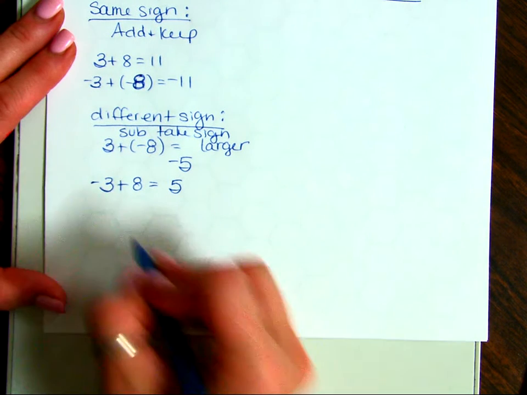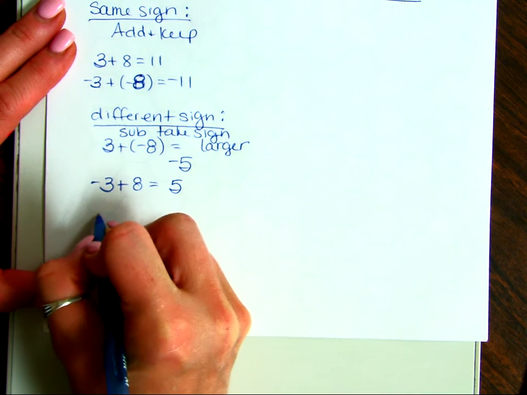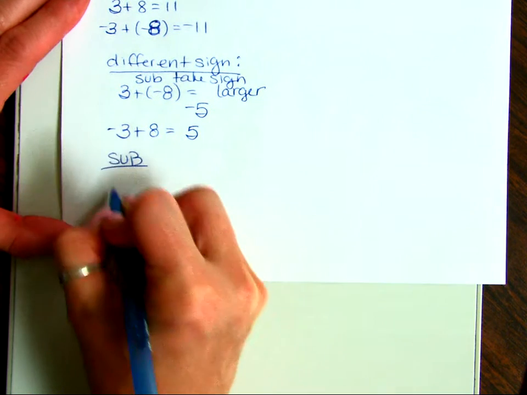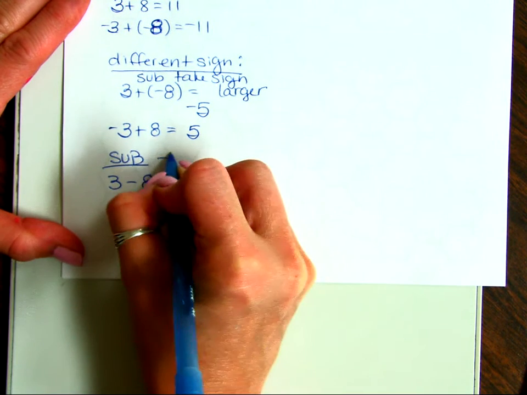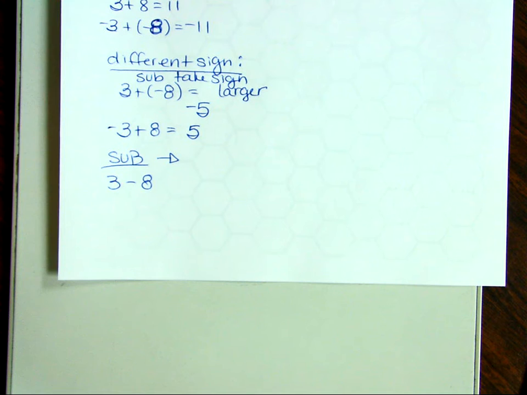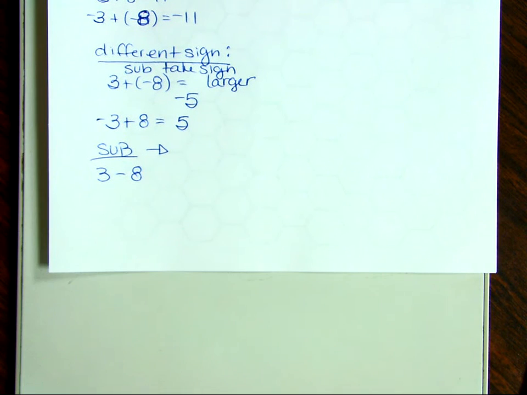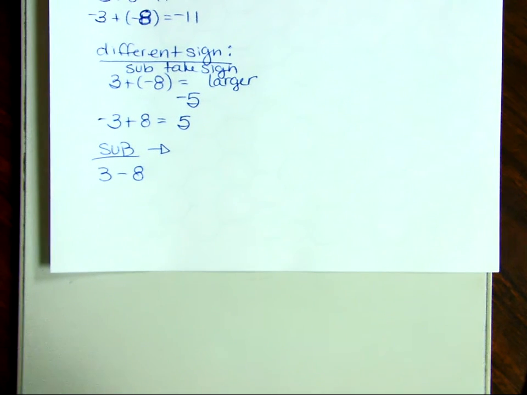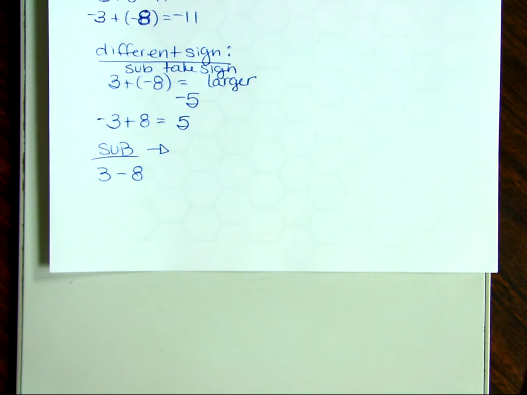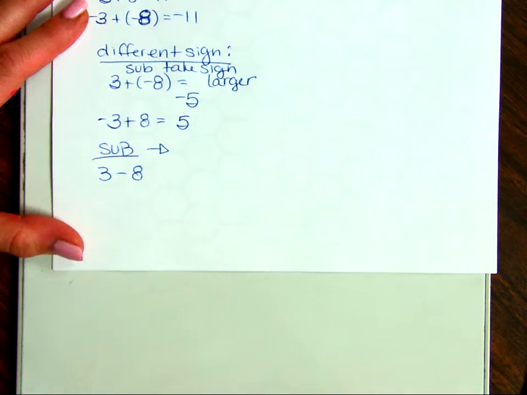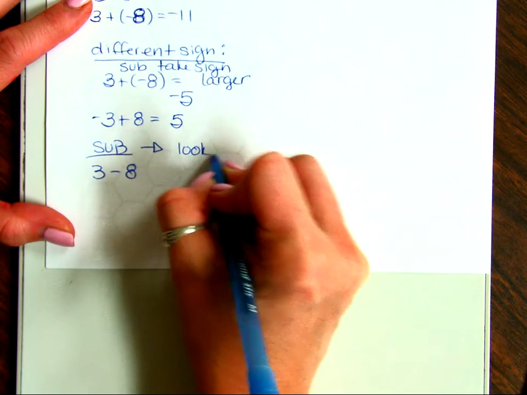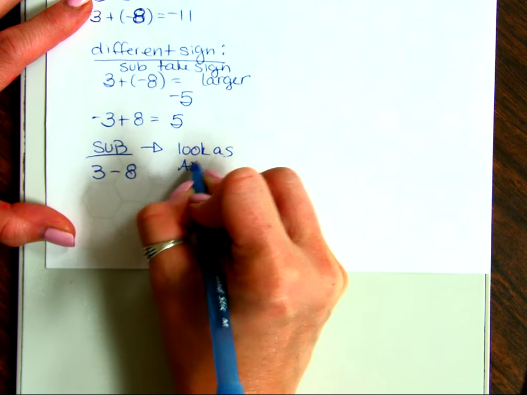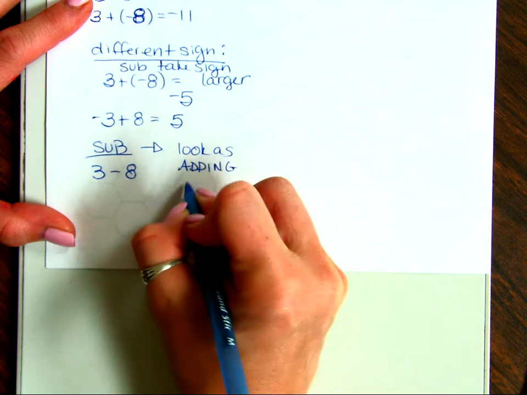And then subtraction is just going to be kind of like if I were to look at it as 3 minus 8. We know that there really is no such thing as subtraction in algebra. The actual laws of subtraction are rewritten in terms of addition. So we don't really subtract in algebra. We always look at it as adding the opposite, right?